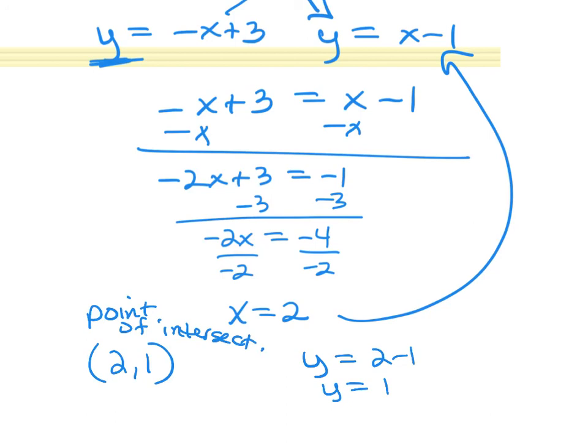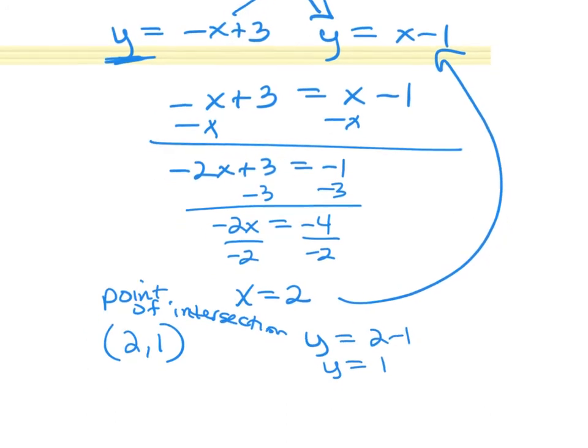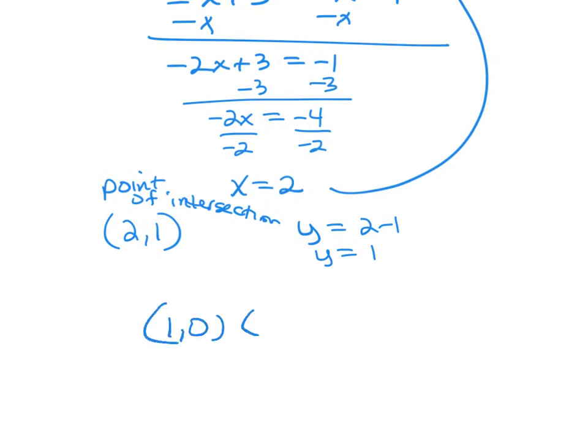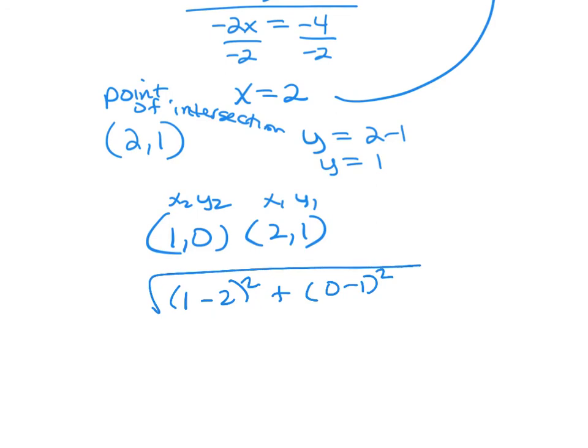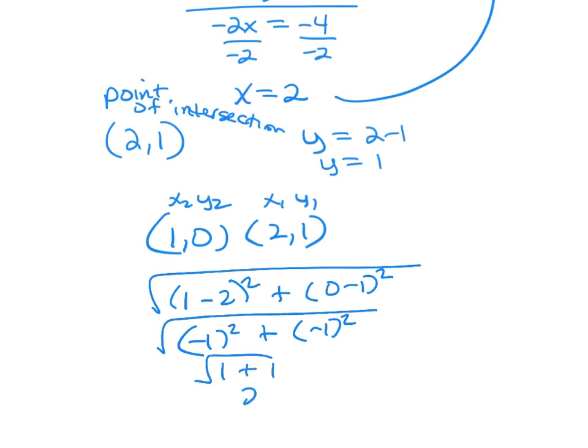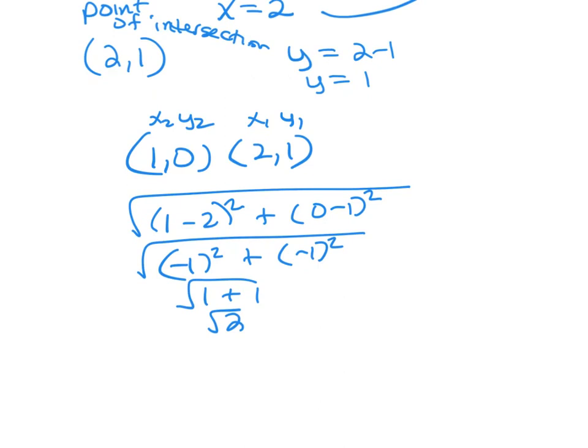Now what I need to do is the distance formula. So I'm going to use the distance formula using my original ordered pair and now my point of intersection. Again, remember your distance formula, you're going to subtract x2 minus x1. Again, it doesn't matter which one is which. So let me just do 1 minus 2. This will be x2, y2, x1, y1. So I'll do 1 minus 2 squared, 0 minus 1 squared, and then negative 1 squared, negative 1 squared. 1 plus 1 is 2. So the distance from that given line to that ordered pair is the square root of 2.